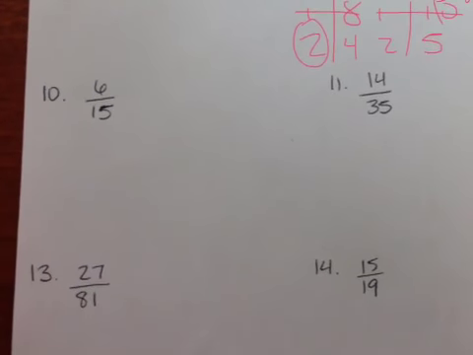Number 10. Let's do our factors of 6 and our factors of 15. For 6 we have 1 and 6, and 2 times 3 is 6. For 15 we have 1 and 15, and 3 times 5. Again, cross out our top ones. Our common factor is 3. 6 divided by 3 is 2. 15 divided by 3 is 5. So 2/5.